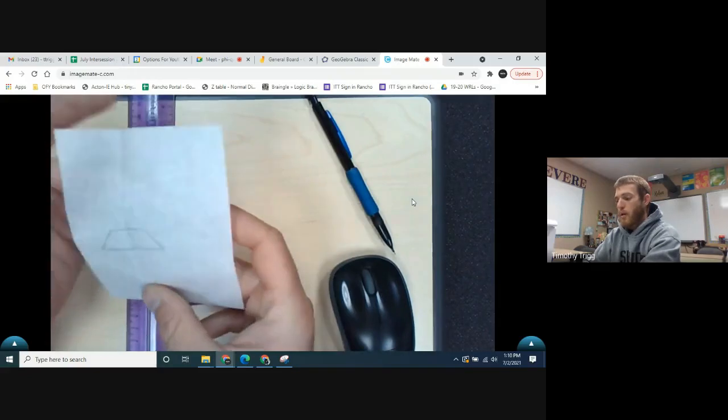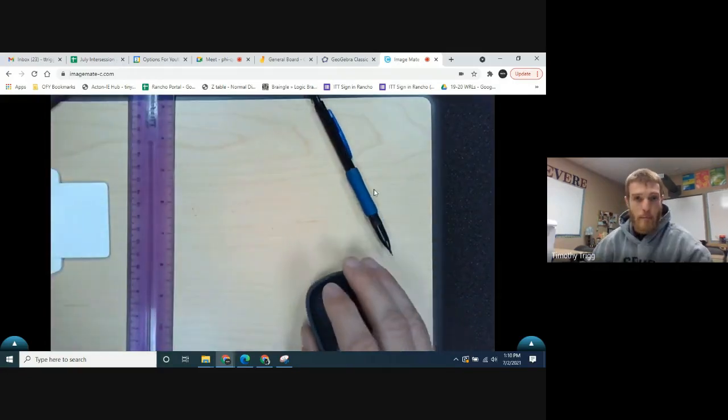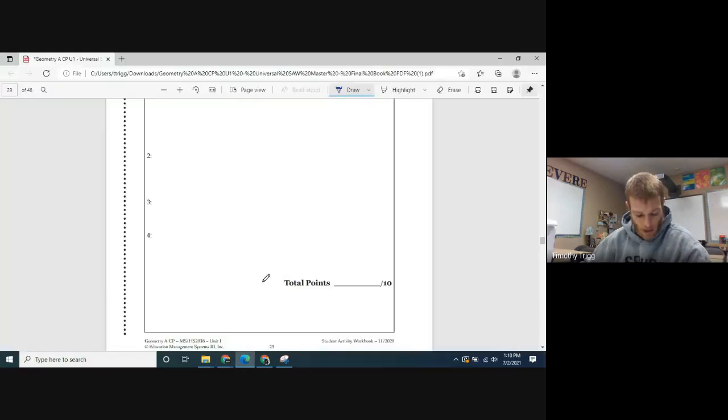So for number 3, it asks how many lines of symmetry the isosceles trapezoid has. In this case, it would have one line of symmetry. I would suggest saying that it has one line of symmetry, but also drawing it out. So draw out the trapezoid and show where the line of symmetry would go. Then you would say in a sentence that this isosceles trapezoid has one line of symmetry.